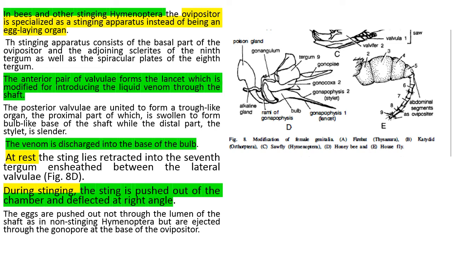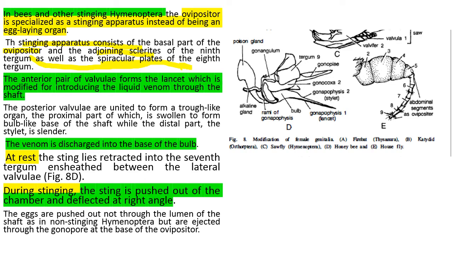In case of hymenopterans only, as we are well versed with the honeybees and their stinging apparatus. So what is the stinging apparatus? The ovipositor is specialized as a stinging apparatus. Instead of being an egg laying organ, it is now a stinging apparatus. And the composition of the stinging apparatus consists of ovipositor plus the adjoining sclerites of ninth tergum plus the spiracular plates of eighth tergum. So in total it is composed of ovipositor plus a part of ninth tergum plus a part of eighth tergum. So these three are involved in the formation of a stinging apparatus.